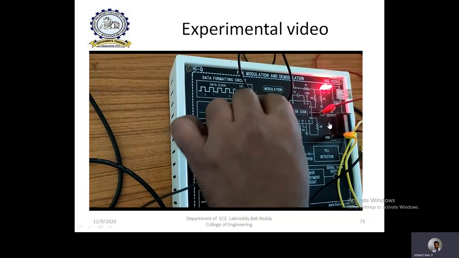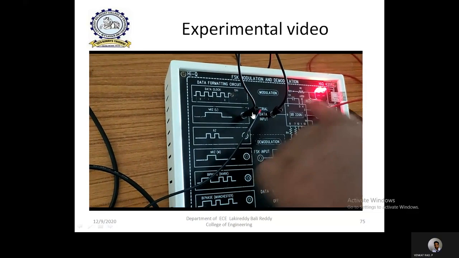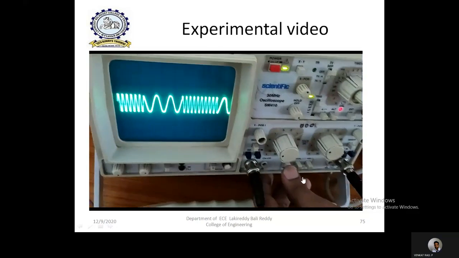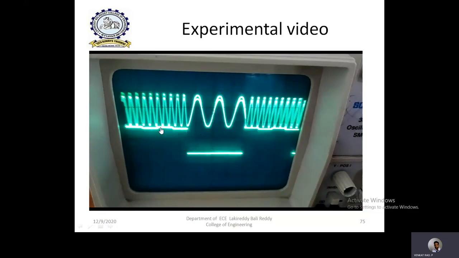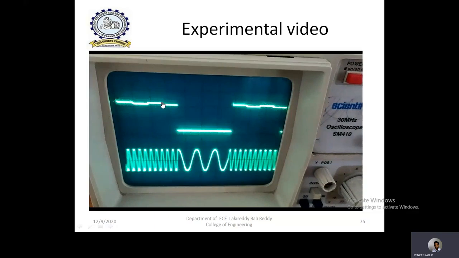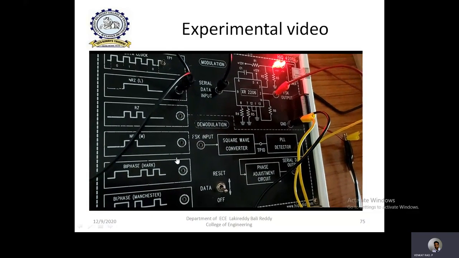If you want to compare with the input, so connect another input and output. Both input and output can be connected in dual mode in the CRO, right? So here I have connected dual mode. So you can clearly observe compared to the input. Whenever the input is high, that is binary 1, you will observe the high frequency carrier, otherwise low frequency carrier.